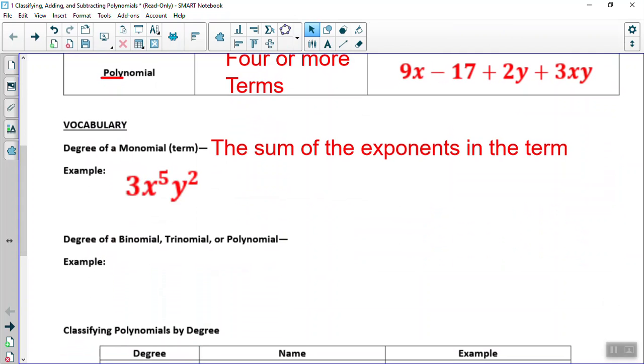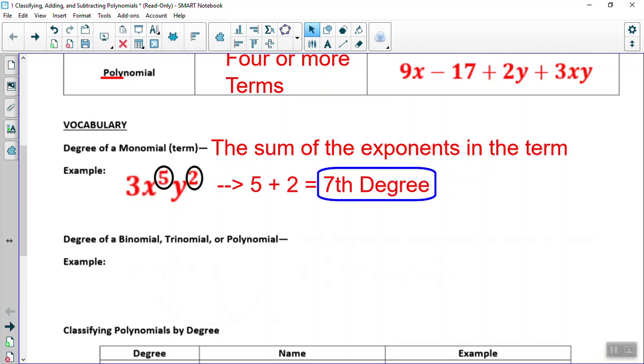So an example is 3x to the fifth power, y to the second power. This is all one term. There's no addition or subtraction signs. So the exponents here on the variables are the 5 and the 2. So to figure out the degree of this monomial, we're going to take those two exponents and add them together. So that 5 plus 2 is 7. So we would say that this is a 7th degree monomial.